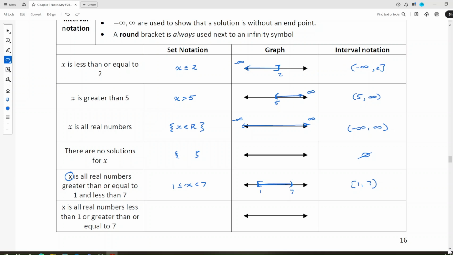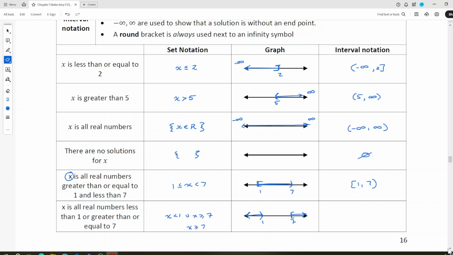And then the last one, again, just to prep us, and we're going to learn more about this next day, but what if we use the same 1 and 7, but this time we're going to say that it's all numbers less than 1, so we're changing to a round bracket to the left, or greater than or equal to 7 would be a square bracket going to the right. Now, for my set notation, I personally would say x is less than 1 or greater than or equal to 7. Some people might argue that you could do it like this.